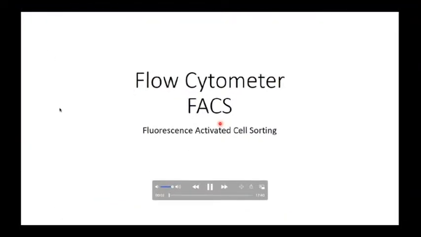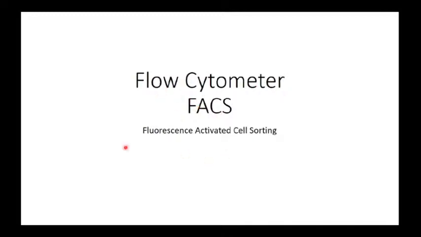Hello guys, this is a continuation of the subject flow cytometer and FACS mechanism. In the previous video, I spoke in details about flow cytometer, and in this video I'm going to speak about FACS mechanism, fluorescence activated cell sorting. If you didn't watch the previous video, I highly recommend you to go and watch it, because it will be much easier to understand FACS mechanism if you fully understand the flow cytometer mechanism.